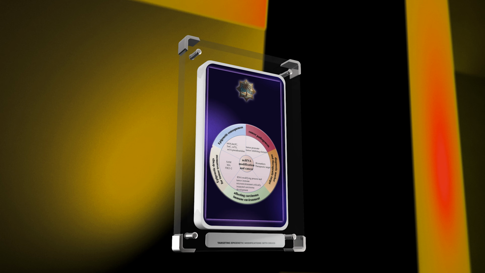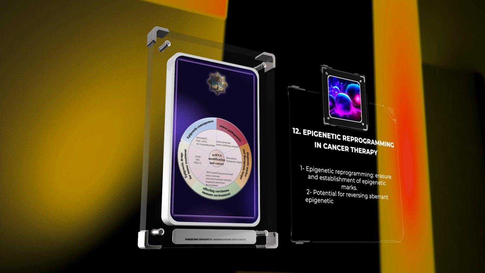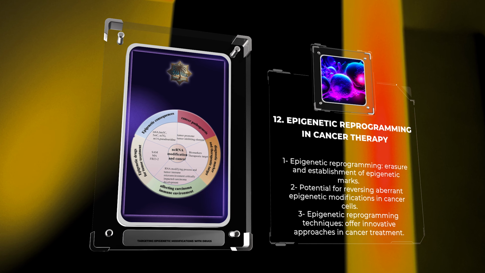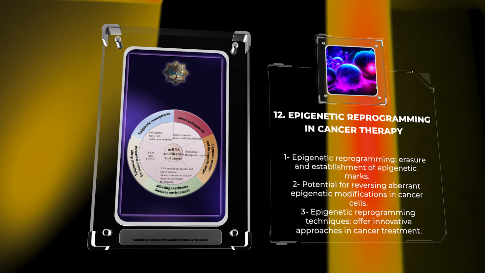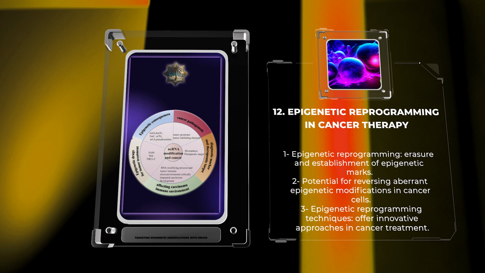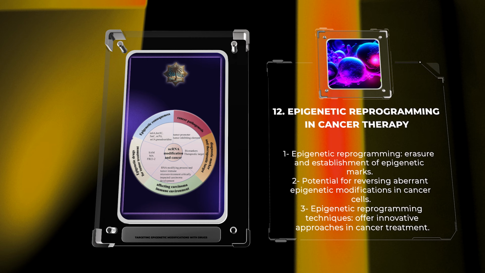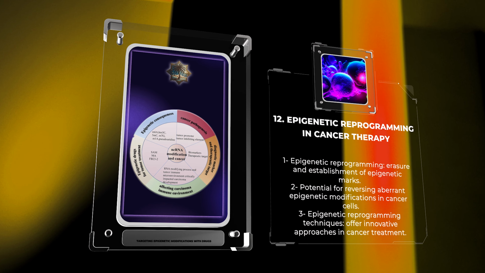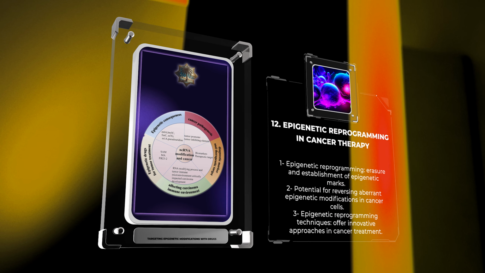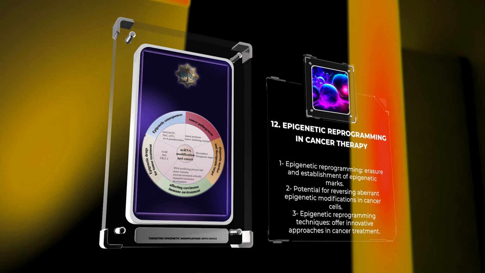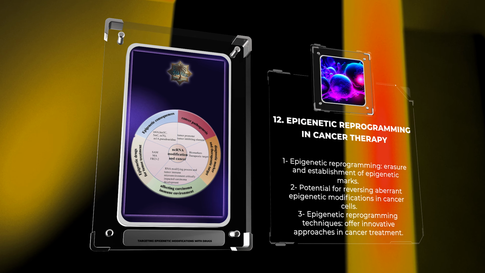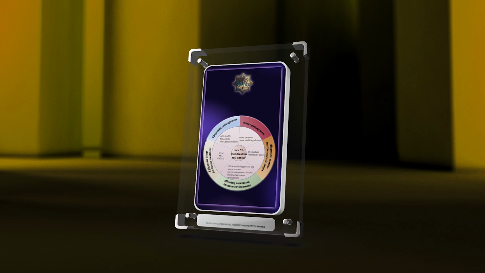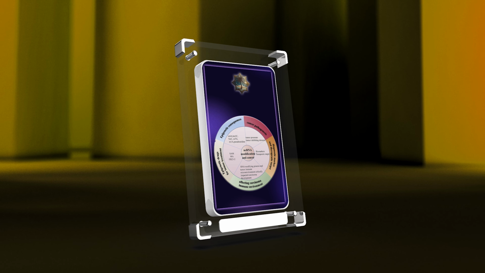Epigenetic reprogramming involves the erasure and establishment of epigenetic marks, potentially allowing the reversal of aberrant epigenetic modifications associated with diseases. This approach holds promise in cancer therapy, as it offers the possibility of resetting the epigenetic landscape in malignant cells and restoring normal gene expression patterns. Epigenetic reprogramming techniques, including the use of small molecules or genetic manipulation, may pave the way for innovative approaches in cancer treatment. In sum, exploring epigenetic modifications reveals valuable insights into how genes are expressed and diseases develop.